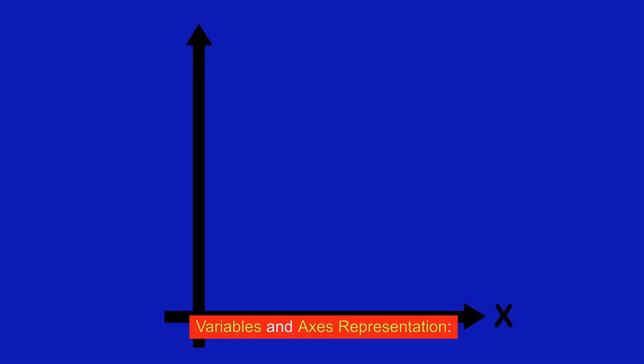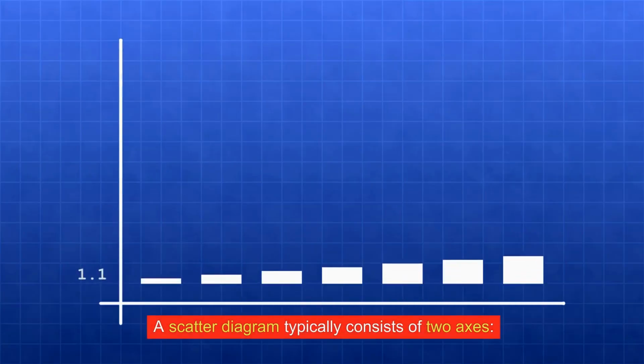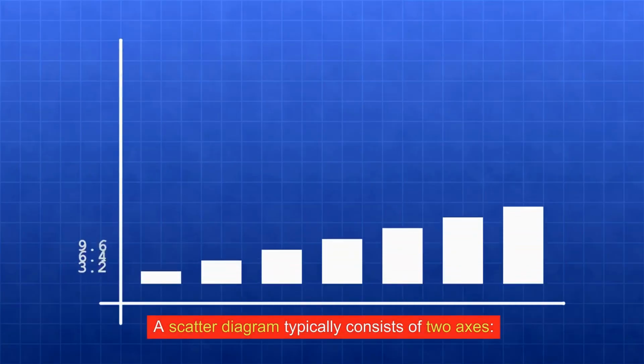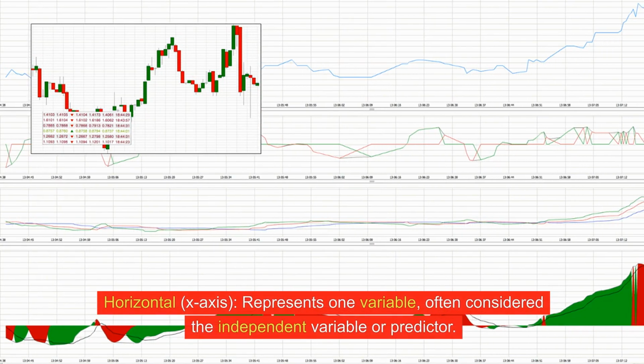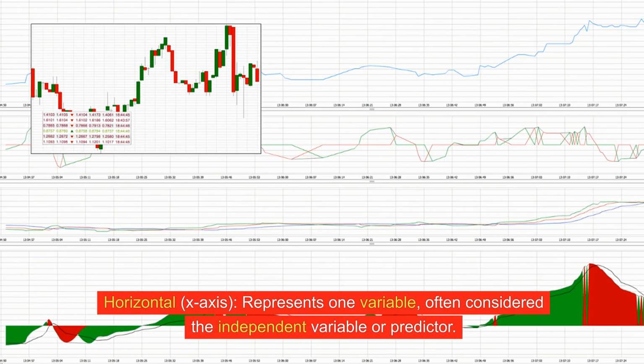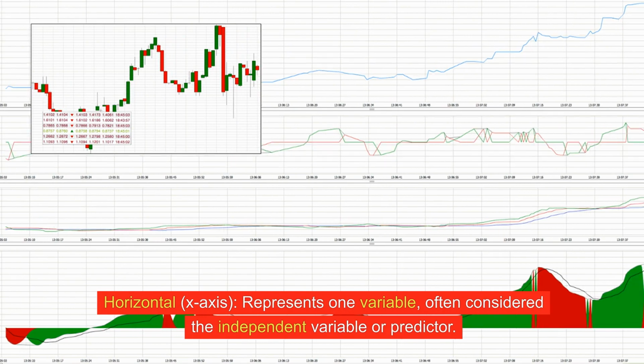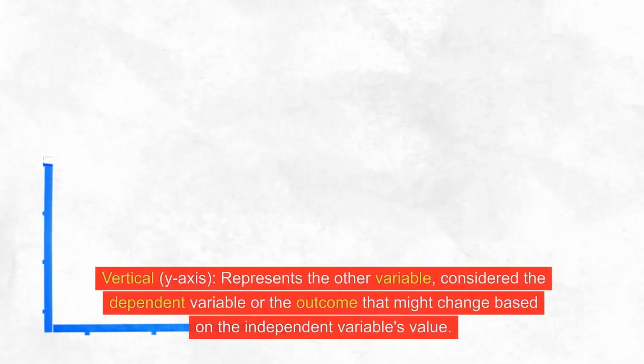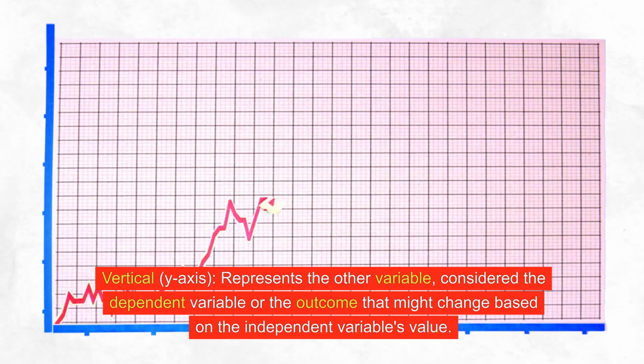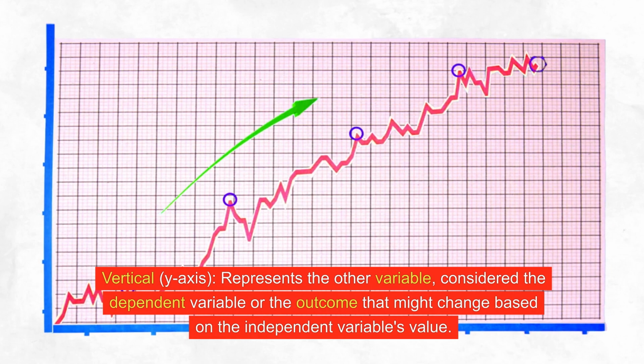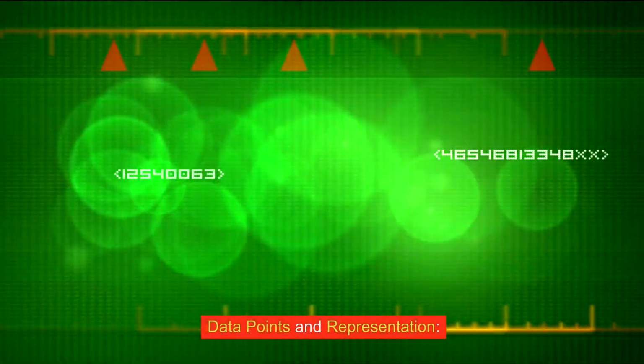Variables and axes representation. A scatter diagram typically consists of two axes. The horizontal x-axis represents one variable, often considered the independent variable or predictor. The vertical y-axis represents the other variable, considered the dependent variable, or the outcome that might change based on the independent variable's value.